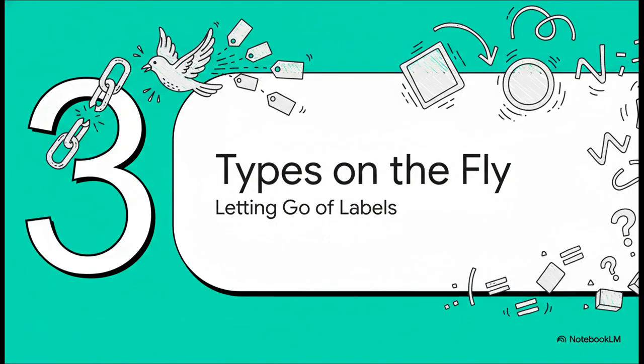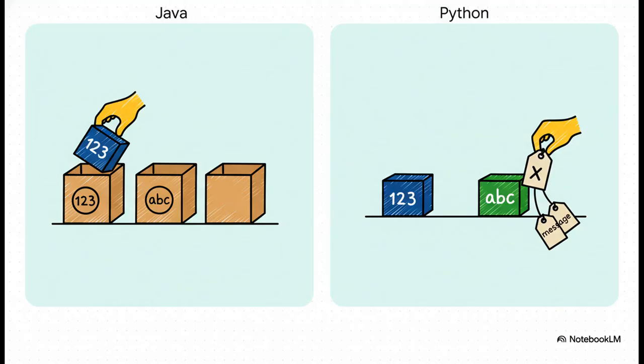All right, our next big mental shift. This one can be tough. It means letting go of something that's very near and dear to every Java developer's heart, telling your variables what type they are. It's time to talk about types on the fly. Just look at this side by side.